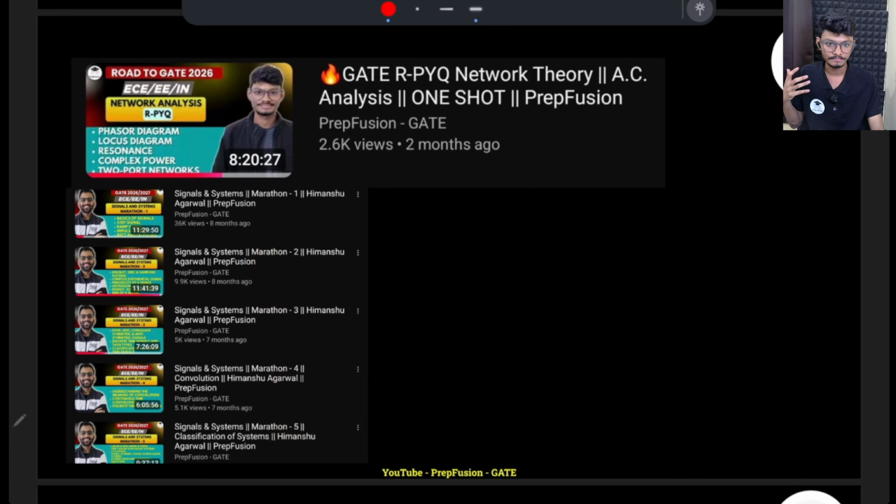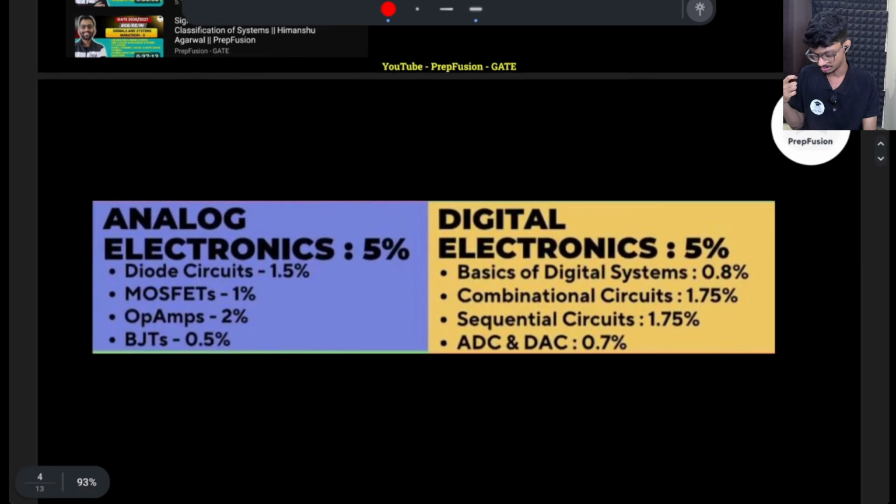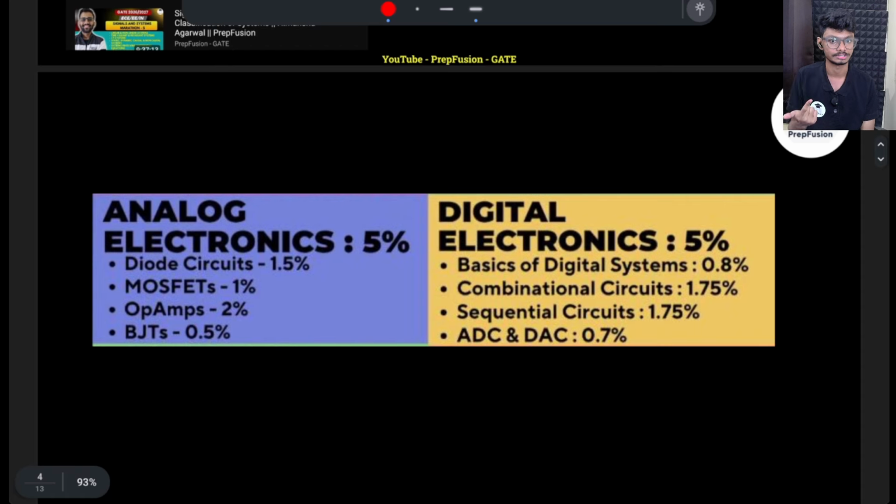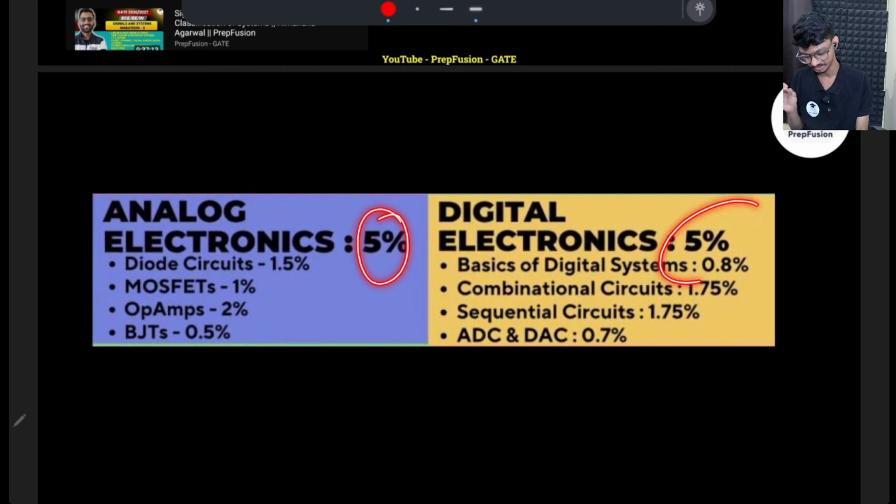Let's now move on to the next subjects, analog and digital. Again, for EC, analog and digital has very good weightage, but for EE, they don't have much weightage. They have around 5% weightage only.